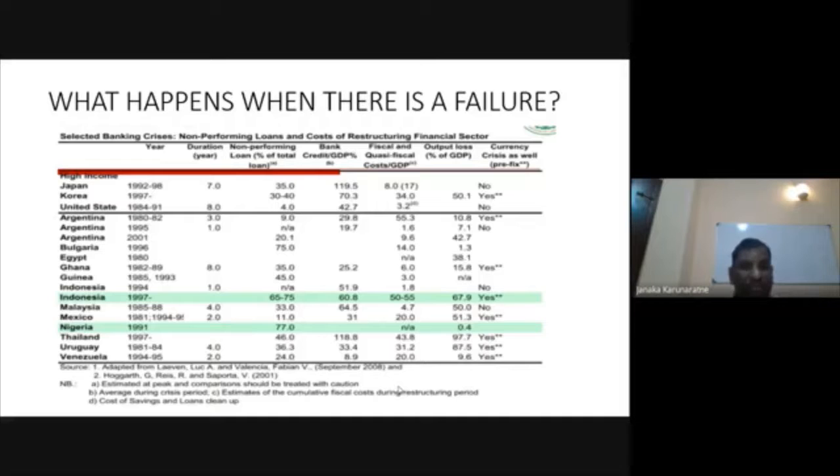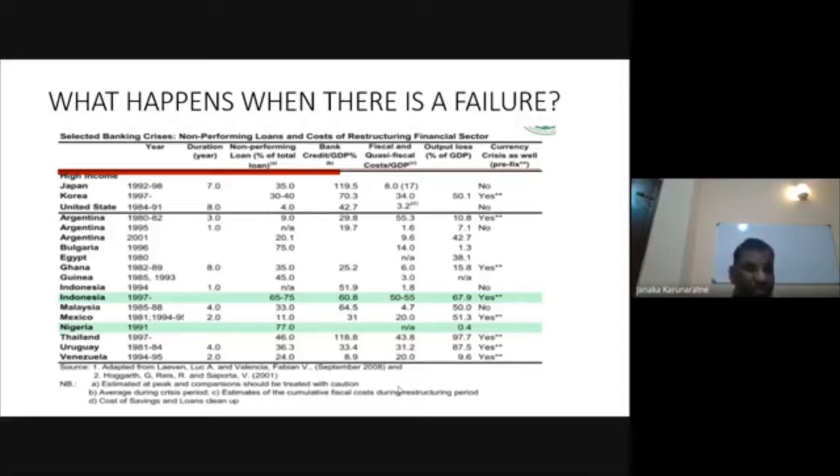The banking crisis which took place from 1992 to 1998 spread over a 7-year period. The reason was credit risk, with 35% NPLs, and the fiscal cost was 8% of the GDP, a significant amount. Now take the example of the Korean crisis of 97, again as a result of significant credit risk, and the fiscal cost is about 34% of the GDP, almost a third of the entire GDP.